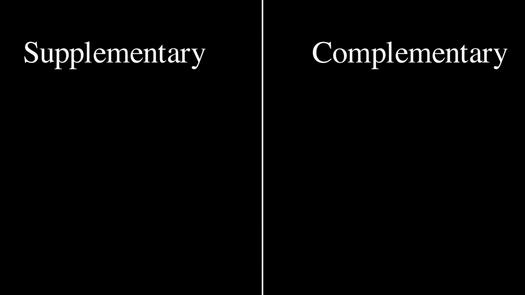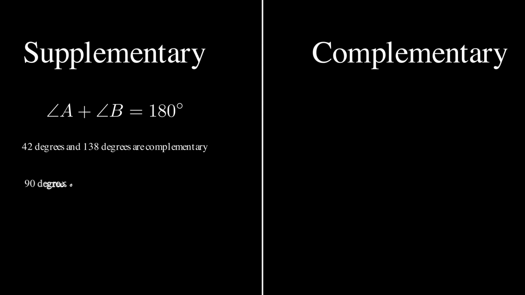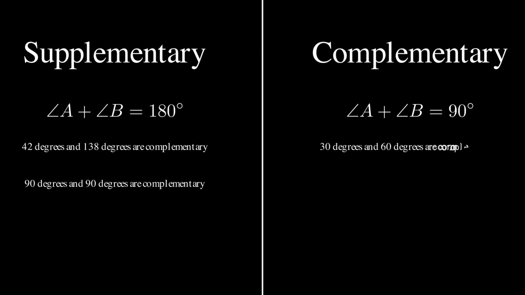The first two main types are supplementary and complementary. Two angles are supplementary when their measures add up to 180 degrees. One example is 42 and 138. Another is two right angles. Two angles are complementary when their measures add up to 90 degrees. Some examples are 30 and 60, as well as 52 and 38. When the two angles in a complementary angle pair are combined, it forms a right angle.